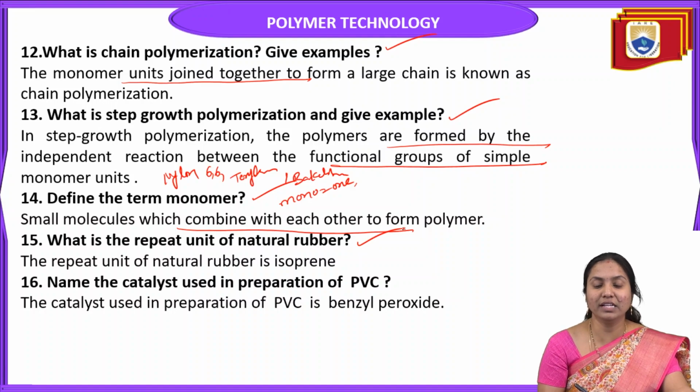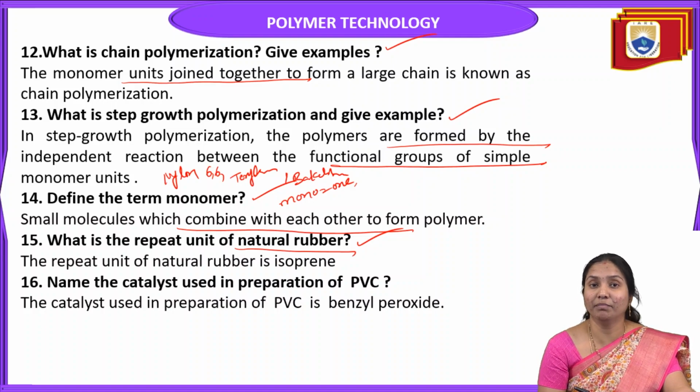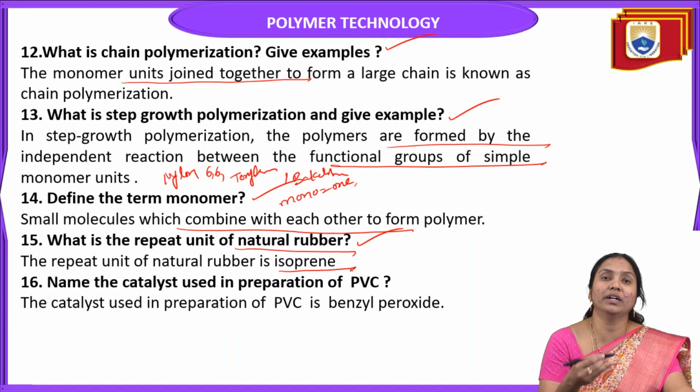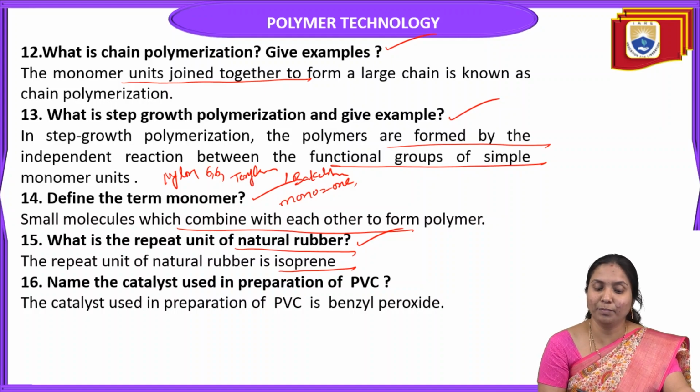And next one is, what is the repeat unit of natural rubber? So already we know that natural rubber is obtained from trees like Hevea brasiliensis or rubber trees. It contains the main basic unit isoprene. So this isoprene undergoes polymerization then forms polyisoprene. So the repeat unit of natural rubber is isoprene.